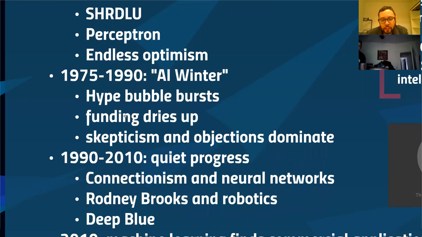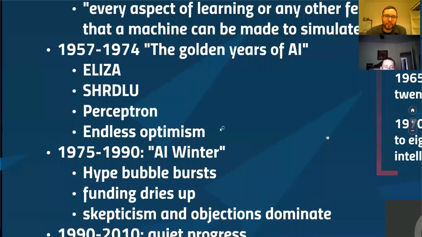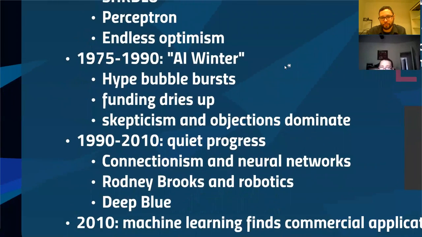Not only does funding dry up, not only does the hype bubble burst, but you also get this new wave of skepticism and objections. So we'll look at the Chinese Room from Searle. It was published in 1980, right in the middle of the AI winter, when AI is sort of at a low point. In the 1970s, Hubert Dreyfus publishes a book called What Computers Can't Do, which gives other kinds of objections. In this period of the AI winter, these objections tend to dominate, and people sort of believe those objections more than they believe that machines will ever think. In fact, it becomes very common to say during this time that machines will never think, and that all the optimism of the early AI researchers was just overblown.